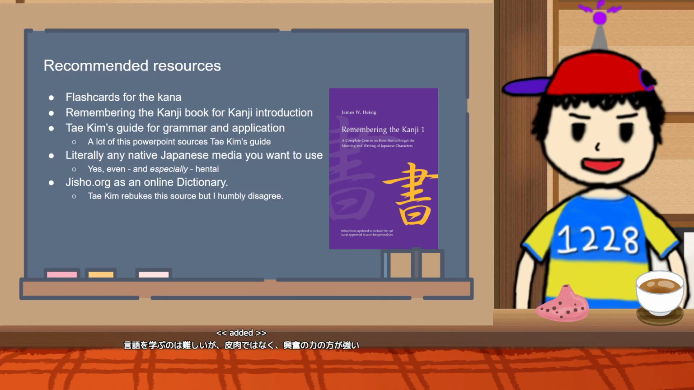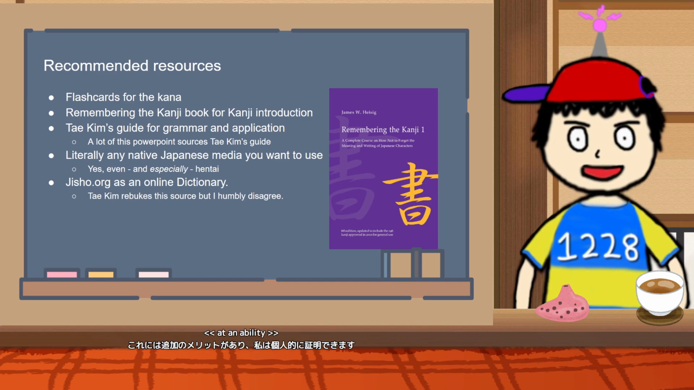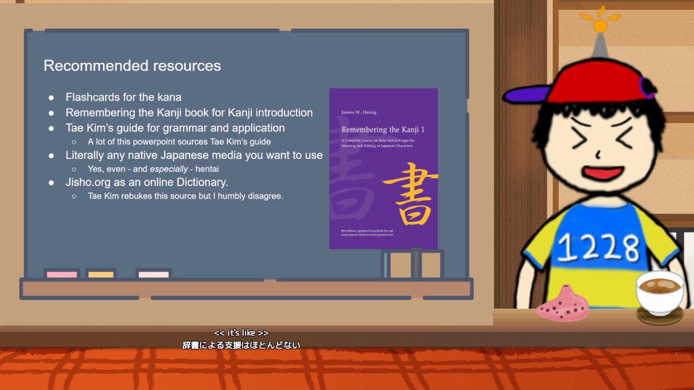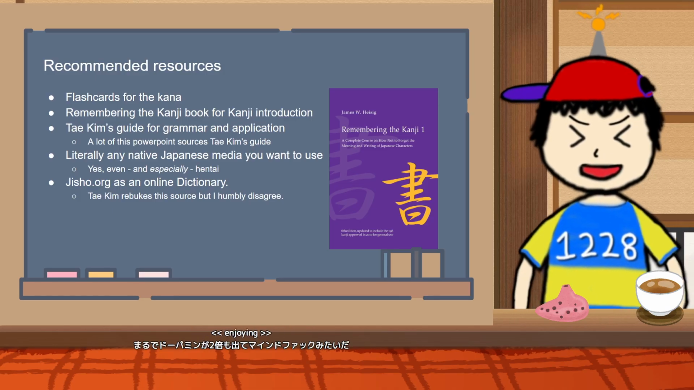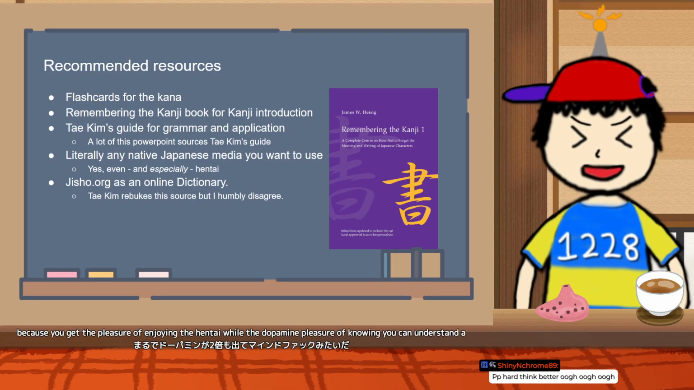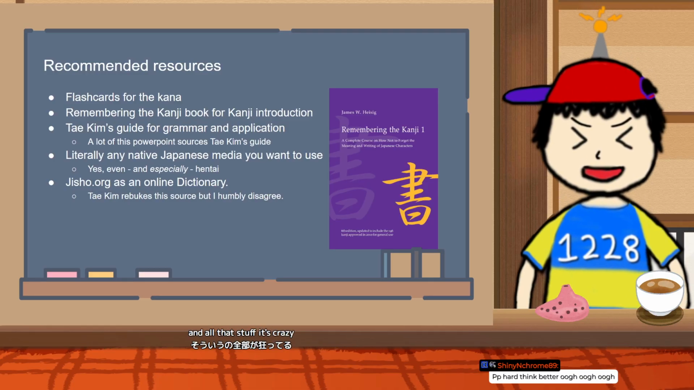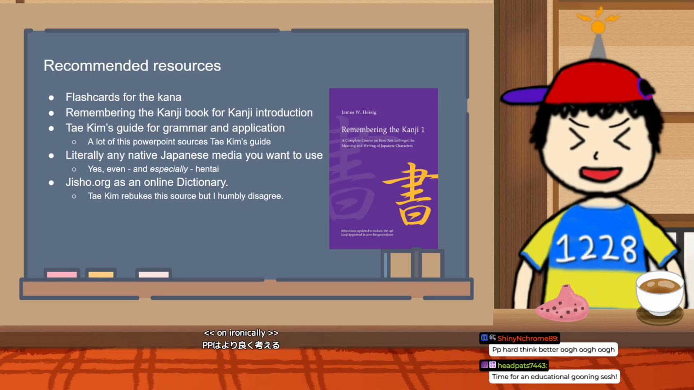An added benefit to this, and I can personally attest to this, is that once you are at an ability to actually read hentai manga with little to no dictionary assistance, it's like a double dopamine mindfuck of your brain, because you get the pleasure of enjoying the hentai while the dopamine pleasure of knowing you can understand a second language and all that stuff. It's crazy. Be hard, think better. Oh god. Is the nut better knowing you learned? Yes, actually! It is! It unironically is!